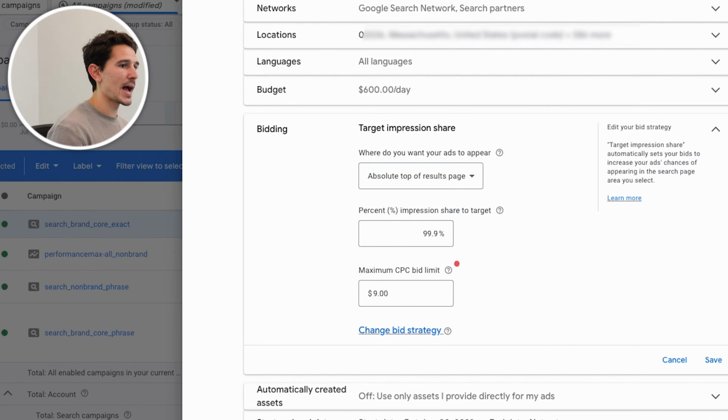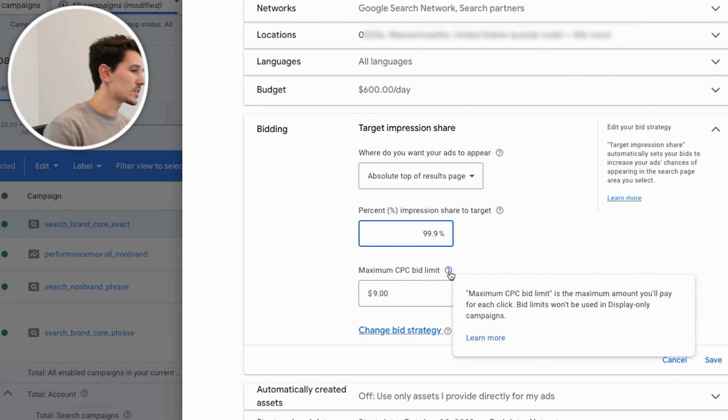Last point is the maximum CPC bid limit. This is how much you're willing to pay at absolute most for each click that you're paying for. So what I highly recommend here is you set this just above what you're getting on average for your CPC. So what you want this to eliminate is clicks that are unreasonably expensive. When clicks are $5 or $20, we don't need those clicks.